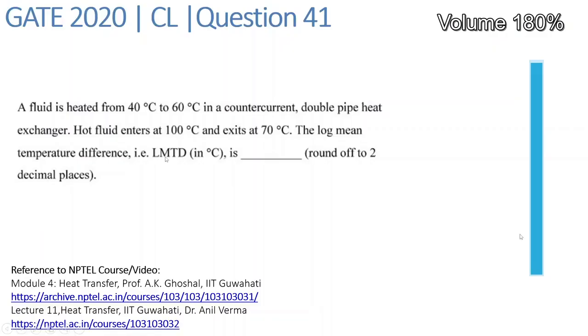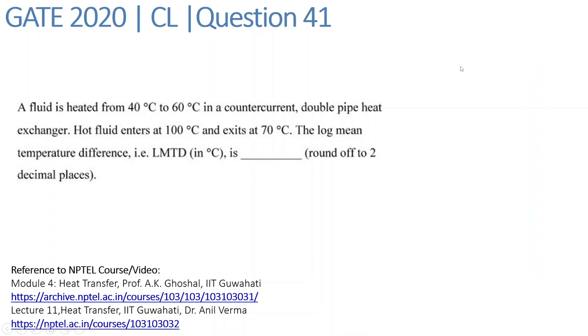Hello everyone. We will be solving question 41 of GATE 2020 chemical engineering paper, and the subject is heat transfer. The question is, a fluid is heated from 40 degrees Celsius to 60 degrees Celsius in a counter-current double pipe heat exchanger. A hot fluid enters at 100 degrees Celsius and exits at 70 degrees Celsius. The log mean temperature difference, that is LMTD, in degrees Celsius is dash, round off to 2 decimal places.